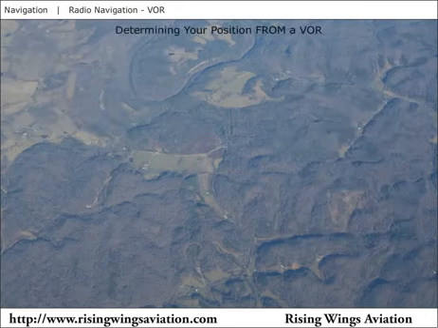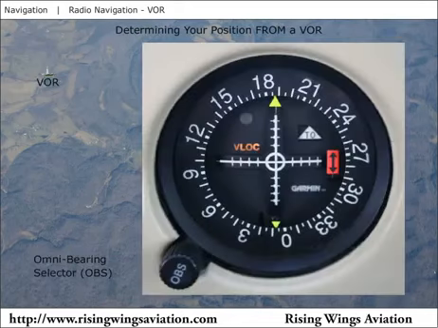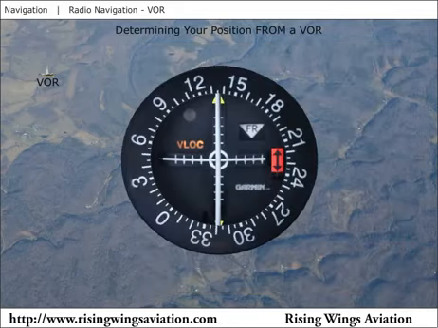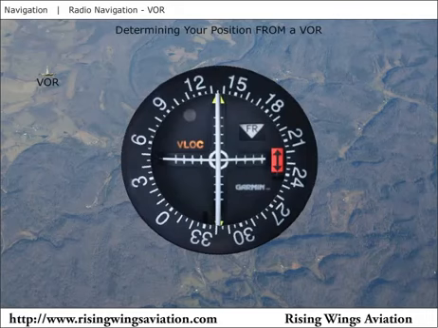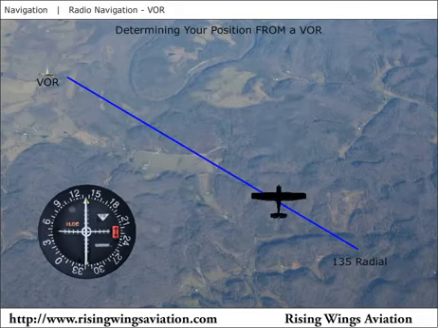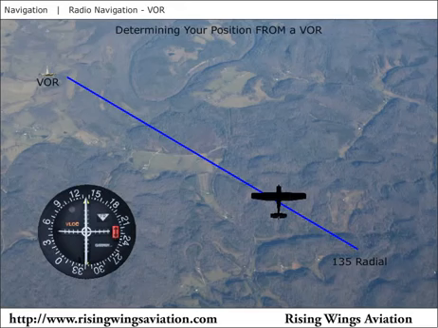To find your location from a VOR, turn the Omni-Bearing Selector knob, or OBS knob, on the VOR receiver display until the needle centers and the To From flag indicates From. Once the needle is centered, your magnetic bearing or radial from the VOR is shown on the top of the display. For example, if the reading was 135, this tells you the airplane is located over the 135 radial. In other words, the airplane is southeast of the VOR.